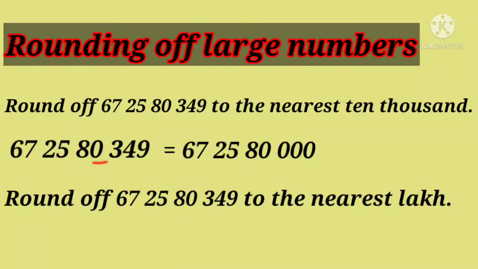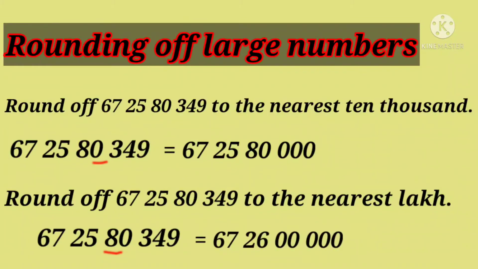Now if we want to round off this number 67 crore 25 lakh 80,349 to the nearest lakh, then we see the digit to the right of the lakh place, which is 10,000 place, and since this digit at the 10,000 place is 8, which is more than 5, the digit at the lakh place will be increased by 1 and all the digits to the right of lakh place will become 0, whereas all other digits will remain as they are, and we get the round number 67 crore 26 lakh.